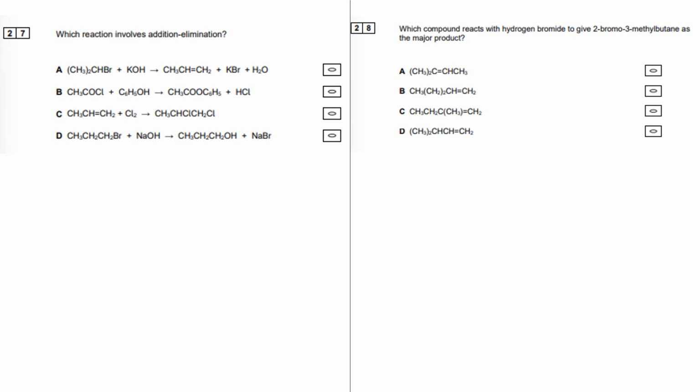Question 27. Which reaction involves addition-elimination, also known as nucleophilic addition-elimination? This occurs when you have an acyl chloride or acid anhydride. And the 4 reactions you need to know from this topic were its reactions with ammonia or water, amines or alcohols. So equation B is showing the reaction of an acyl chloride with an alcohol to make an ester and HCl. So B is showing nucleophilic addition-elimination.